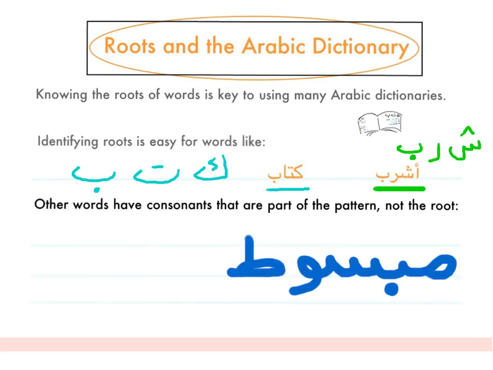For instance, let's examine the word mabsut. What do you think are the root letters? They are ba, sin, and ta. As you see, the word mabsut is not as easy as the words ashrab or kitab to find the root, because here we have the letters mim and waw, which are part of the pattern and not the root, and the root is not connected with each other.